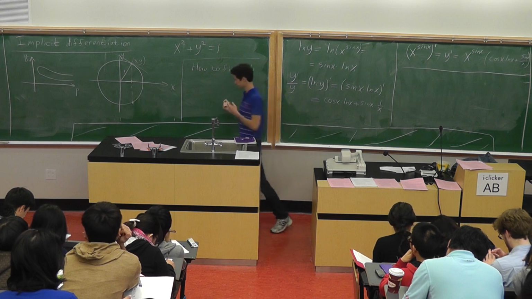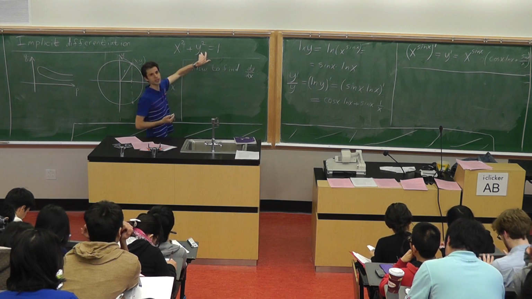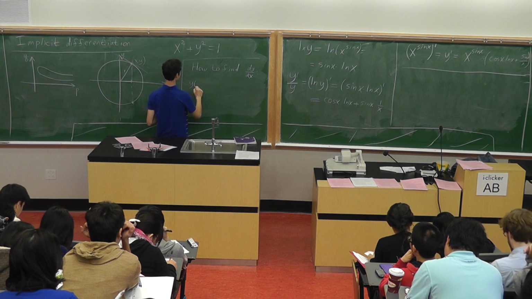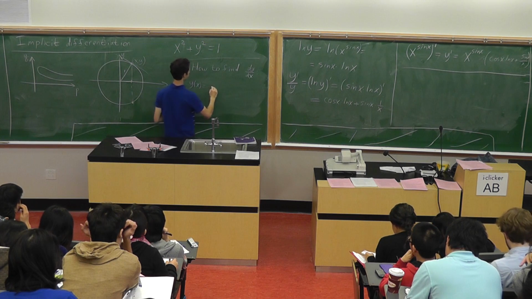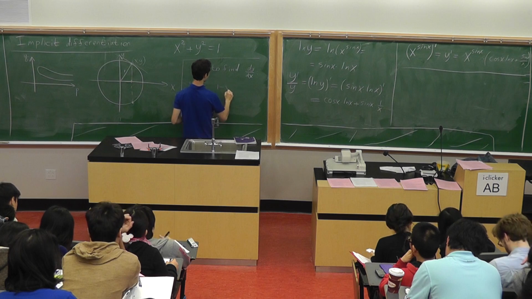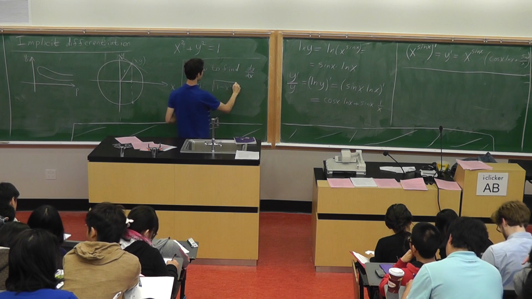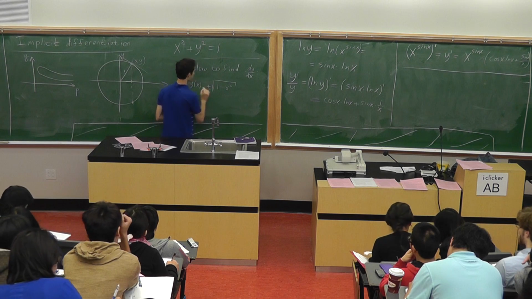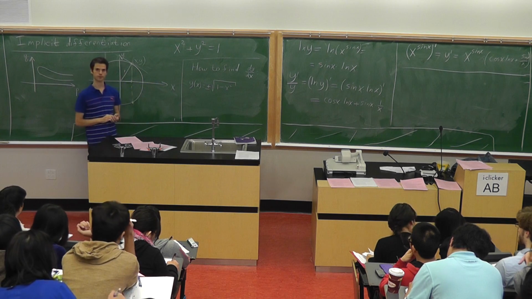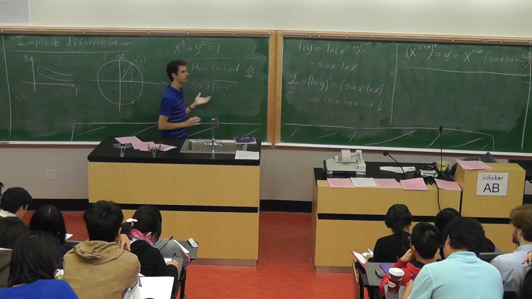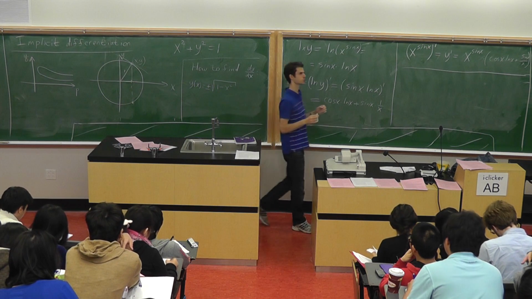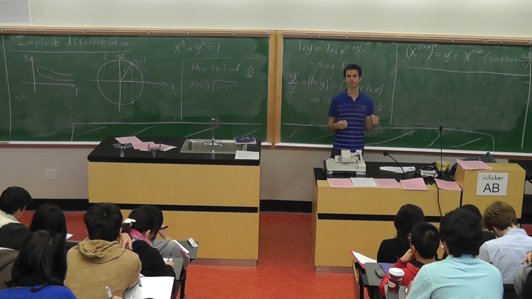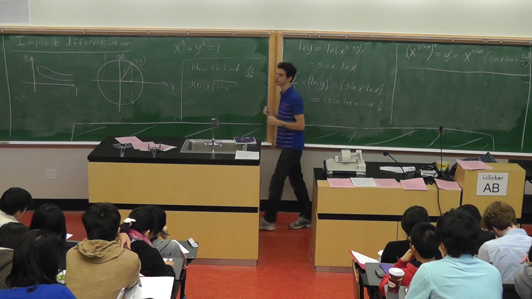Well, one option is to try to write y as a function of x. Well, it's 1 minus x squared, and now I should take the square root, but I'm not sure which one, positive or negative. So I'm expressing y not as a function of x, but rather as two different functions of x. And then differentiate each one of those.